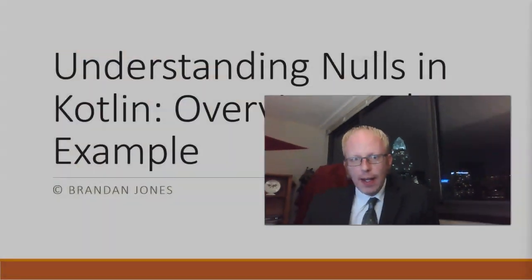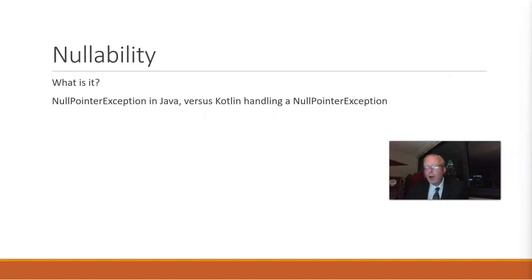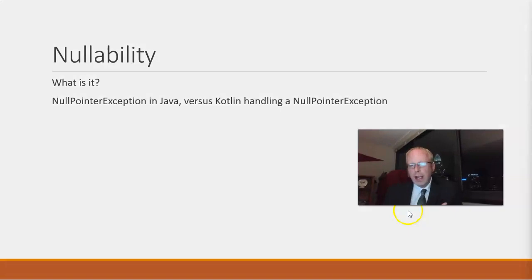One reason why Kotlin gained popularity very quickly over Java is the way that Kotlin handles nullability. In this video, I'm going to explain a little bit about nullability and what it is, and give a live demo. So first of all, what is nullability? Nullability is when you have a variable and you don't have an object inside of it.